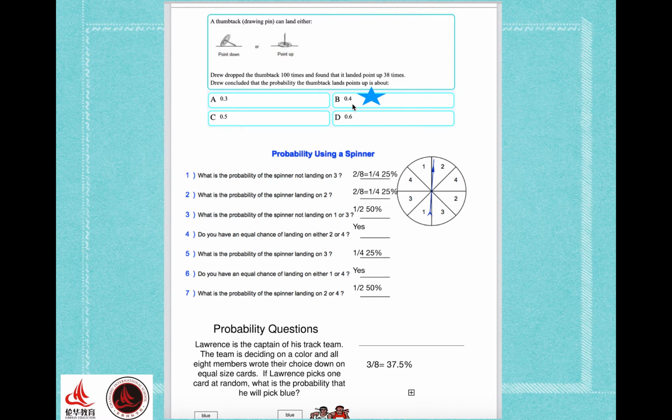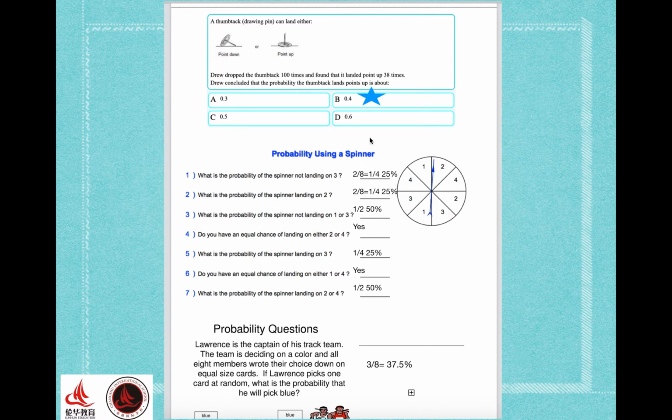This is the decimal, or we could write it as 38 over 100, and it's about 40% that it will land point up. So more times it would land like this.